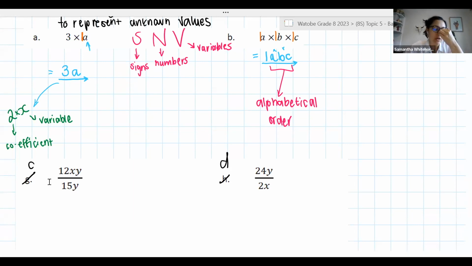And remember, guys, when you're trying to simplify your numbers, you are asking yourself, what is the biggest value that can divide into both? So for example, question C, you need to ask yourself, what is the biggest number that can divide into 12 and 15?